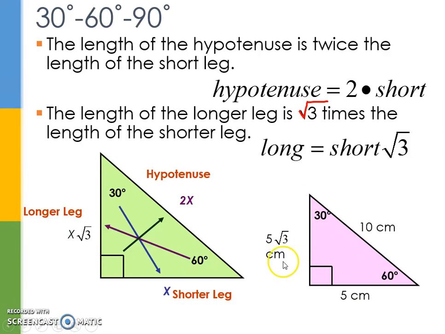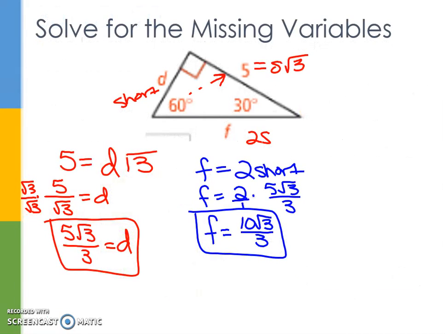Okay? So that is a special triangle, 30, 60, 90. So let's take a look at an example. Solve for the missing variable. So here we have 60 and then 5. 30 is the short side. This is the short side because it's across from 30. This is the longer side and this is the hypotenuse.